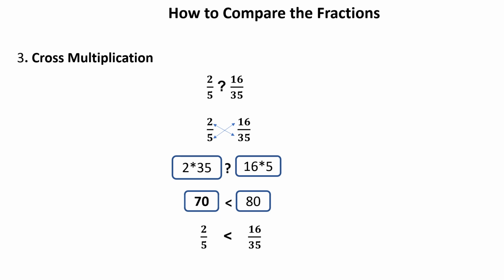Now we know that 70 is less than 80. Hence, the corresponding fraction equal to 70, that's 2 by 5, will also be less than the corresponding fraction equal to 80, which is 16 over 35. So 2 by 5 is less than 16 over 35. So hope this technique of comparing fractions is clear.